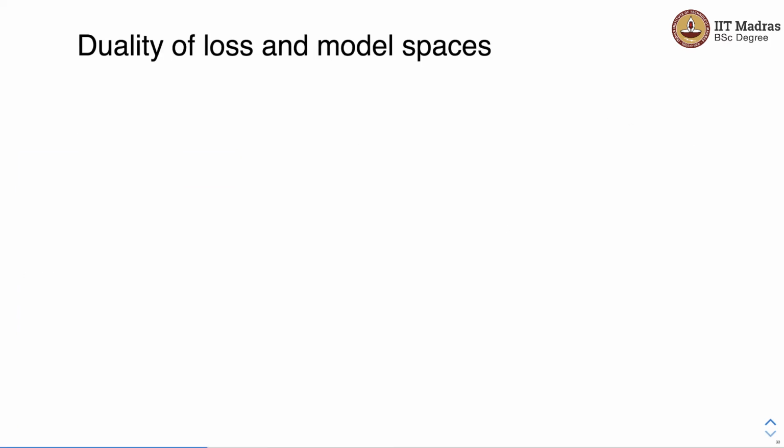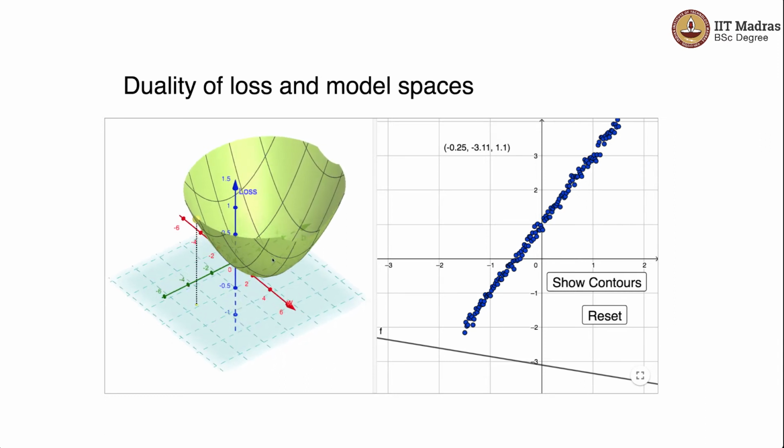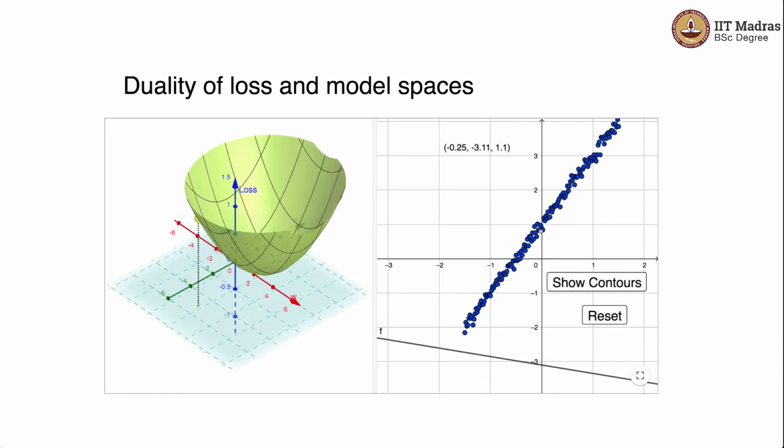So now that you are familiar with the loss landscape or loss surface, let's try to understand the concept of duality between loss and model spaces. Here you see a visualization with two different frames. The left frame has a visualization of the loss surface, whereas on the right frame we have a place to show the model and the training data that is used for computing the loss.